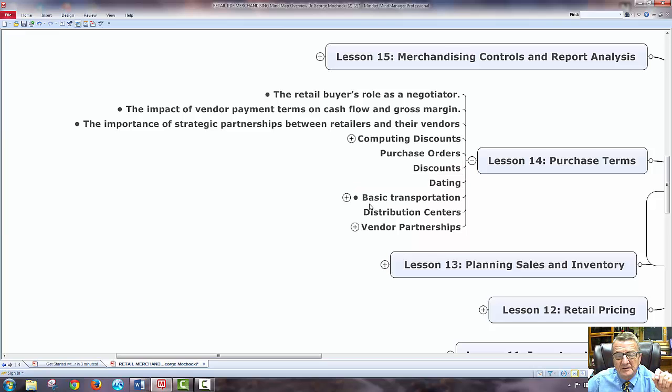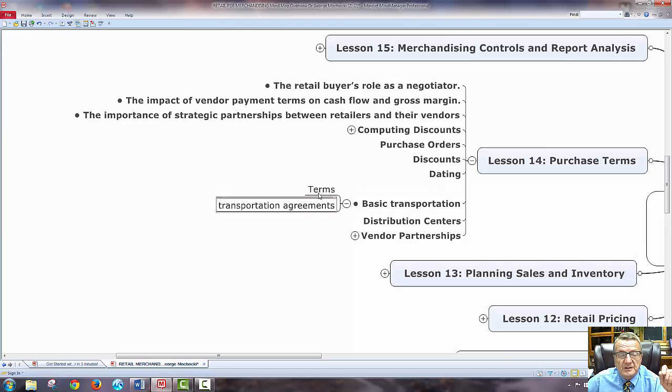You know, the dating of the information, basic transportation. Again, terms and transportation, part of the logistics. I don't have my own truck. I can't deliver. I'm mailing stuff out. Could I get better terms and conditions? Because I order so much, I send out so much.